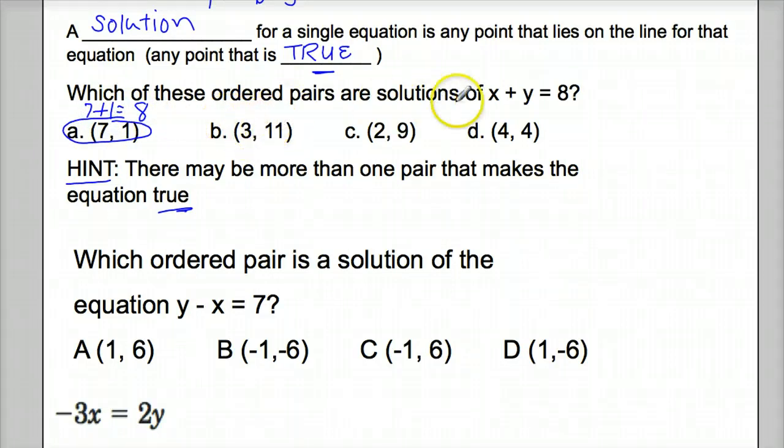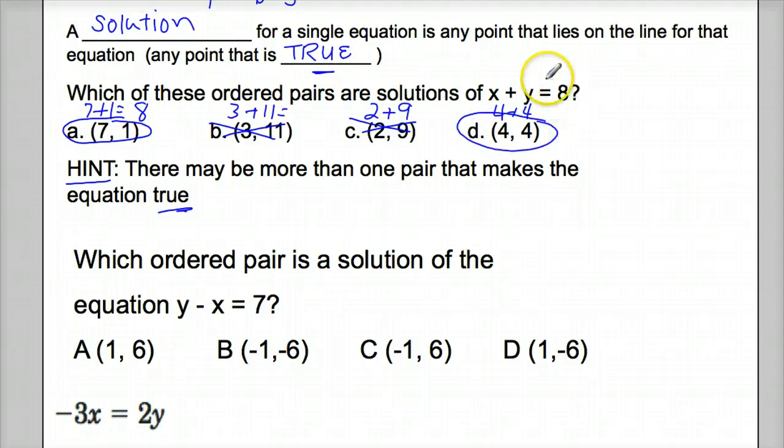Next, (3, 11). We're going to put 3 in for x, 11 in for y. 3 plus 11, does that equal 8? No, that equals 14, so we know that's not true. What about (2, 9)? We put 2 in for x, 9 in for y. Does that equal 8? No, that equals 11. What about this one? 4 plus 4. Everyone right off the bat should know that is true because 4 plus 4 is 8. So these two are true. What does this mean? This means that (7, 1) and (4, 4) are points on the line x plus y equals 8.